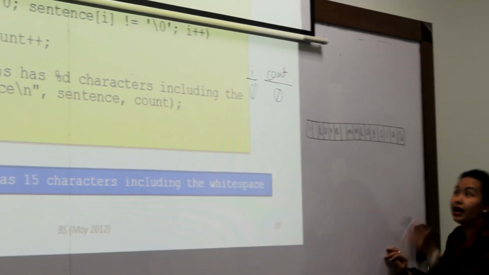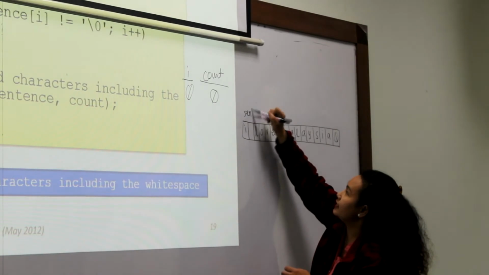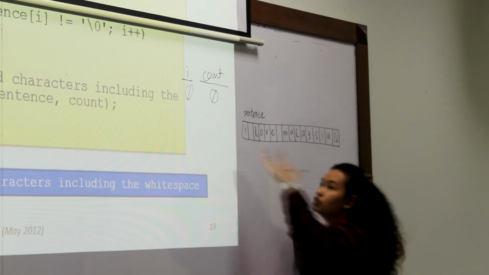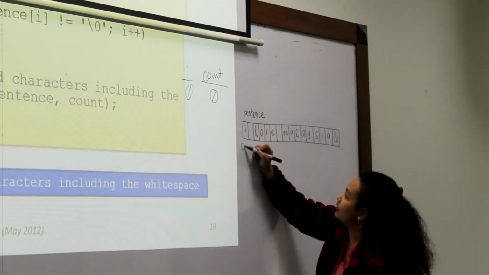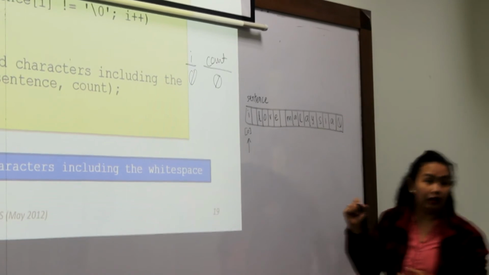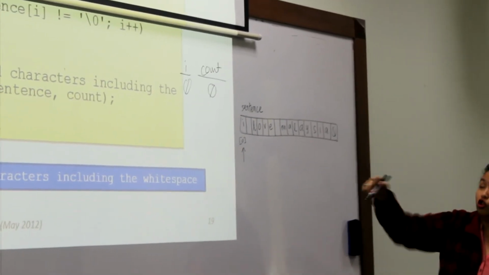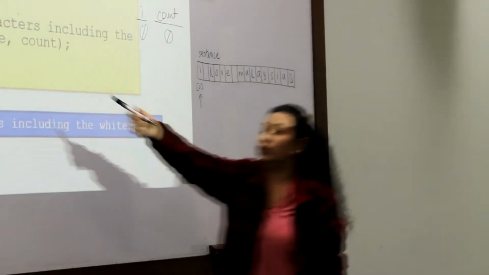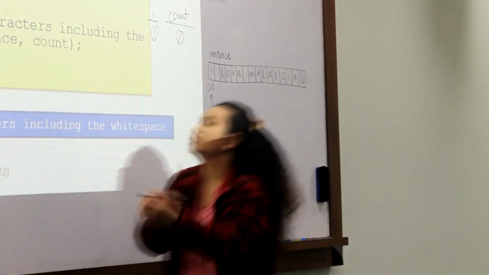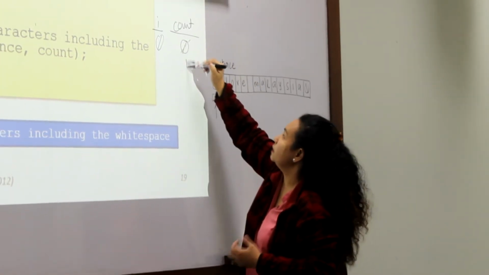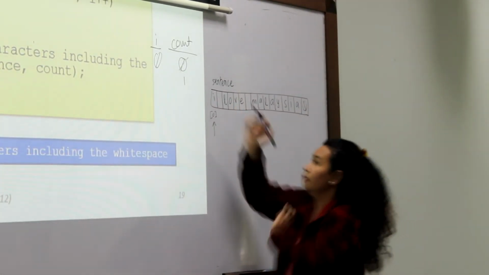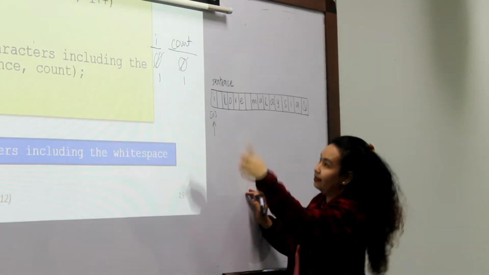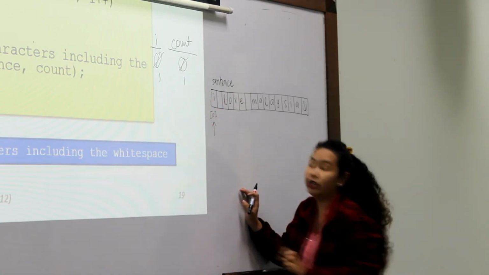Now, where is sentence[i] right now? This is array sentence. So sentence[i], what is i? 0. So sentence[0], where is sentence[0]? Here. Okay? So for sentence[0] not equals to null, what do you do? What do you do? Count plus plus, right? So count plus plus. Now, i plus plus, right?